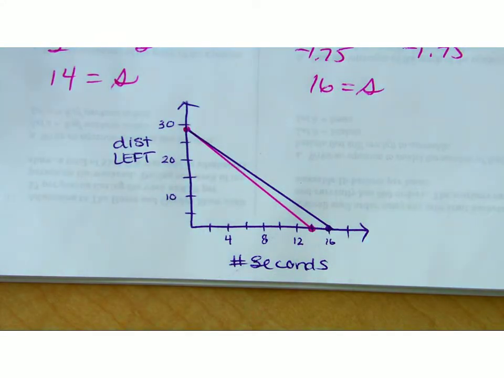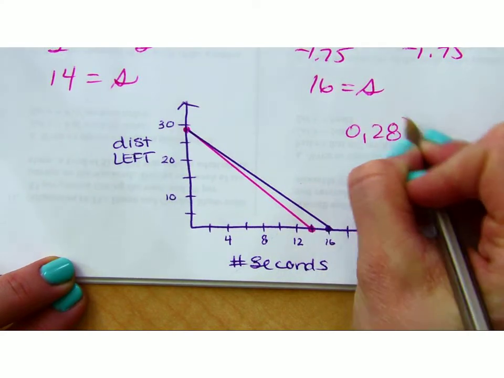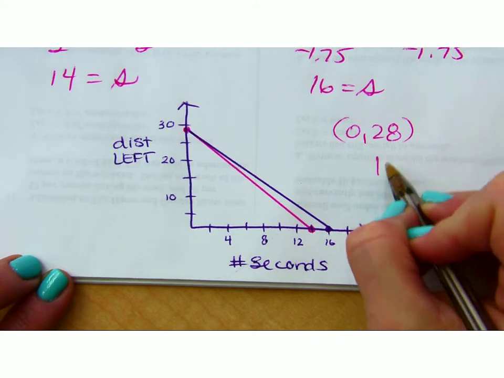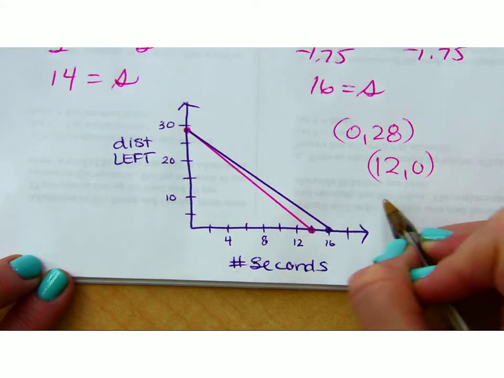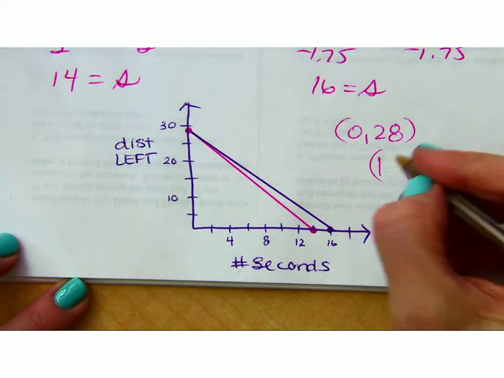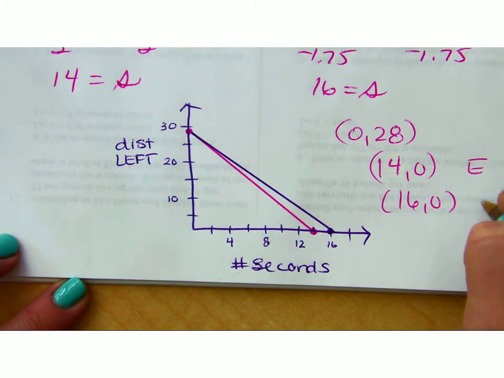Okay? So this point here, 0, 28 means you were 28 feet above, and then this 14, 0, and 16, 0 means this was the escalator, this was the stairs, okay?